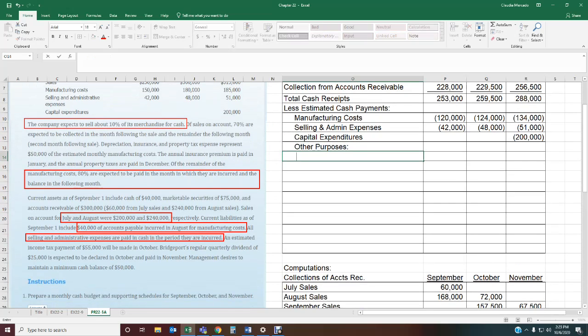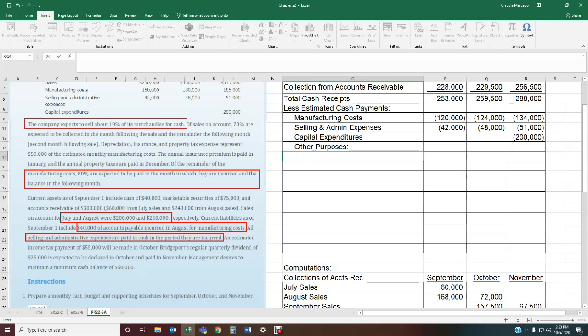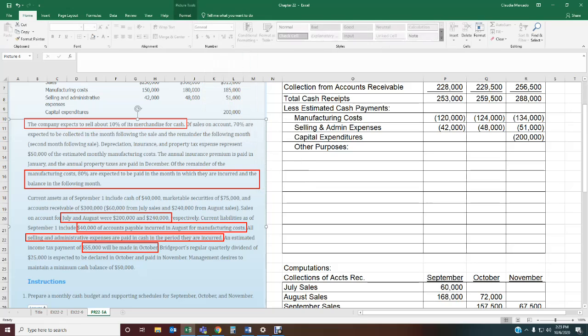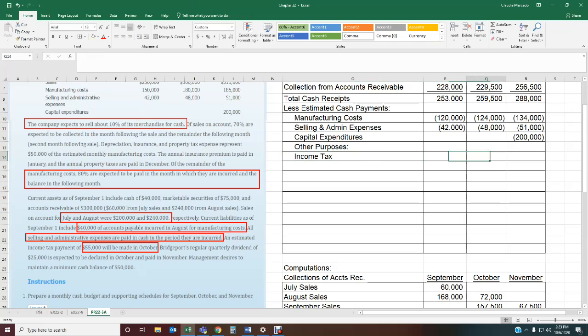If we look here, it says that we have an estimated income tax payment of $55,000 to be paid in October. Remember, we are interested in any cash inflow or outflow during September, October, or November, because that is what we're doing our cash budget for those 3 months. So it says here that we are going to pay income tax of $55,000 in October. So we're going to have income tax, and we are paying in the month of October $55,000. Okay.